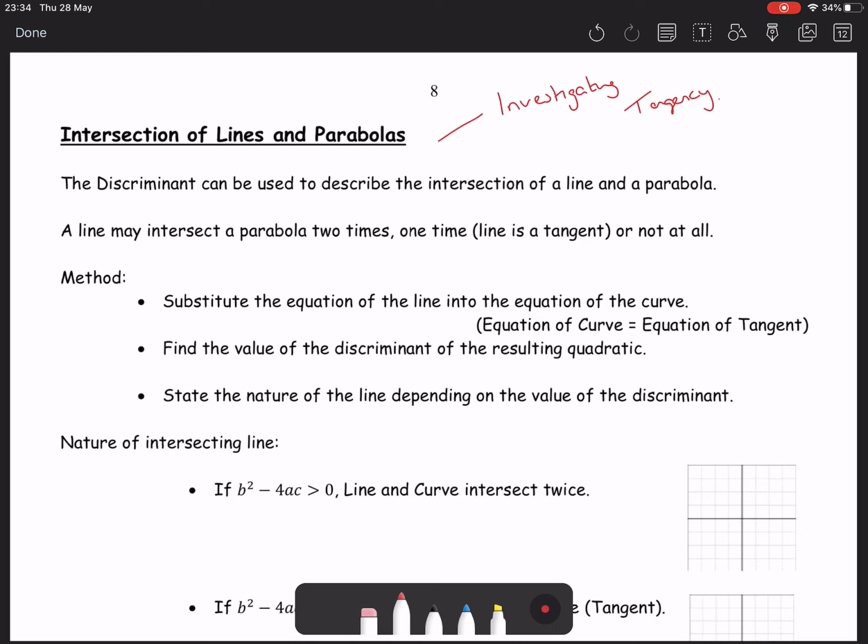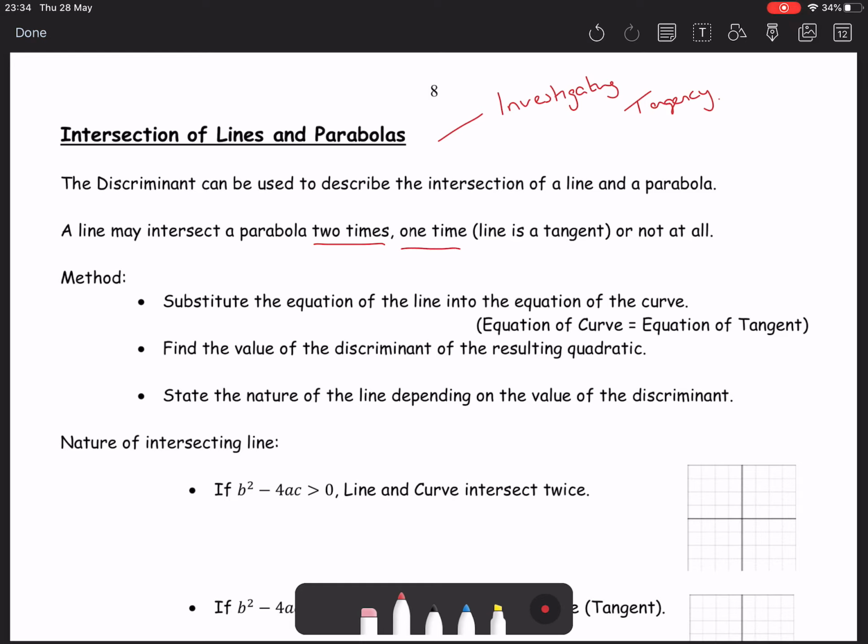Okay, so the discriminant previously has been used to investigate the roots of a quadratic, and this time we're going to look at investigating the intersection of a line and a parabola. So a line and a curve, and how do they intersect? They intersect in potentially three different ways. It could be 2 times, similar to a parabola touching our x-axis twice, having 2 distinct roots.